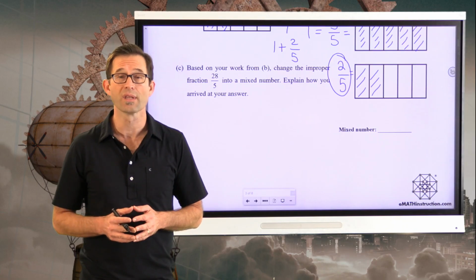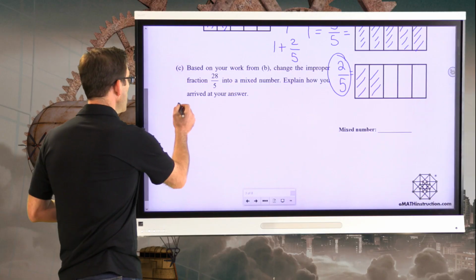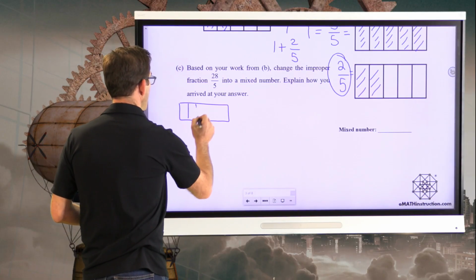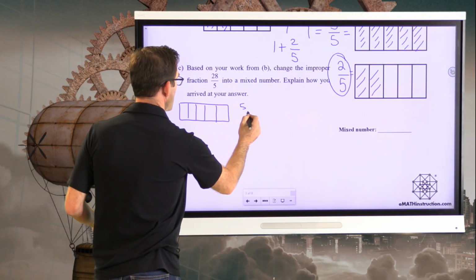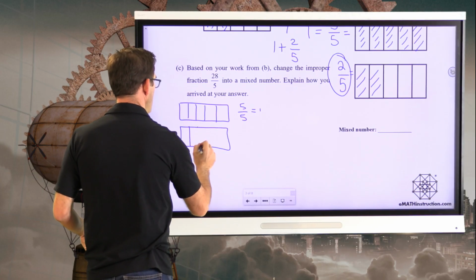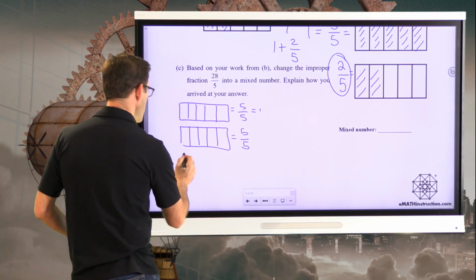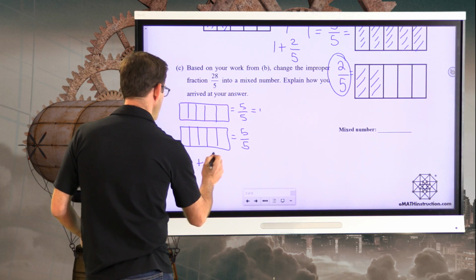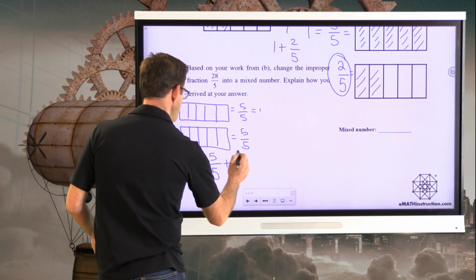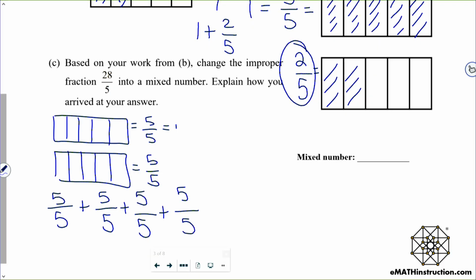Now, it's really important to understand that every 5/5 that we have is a whole unit. So literally, I could have something like this, 5/5, that's equal to 1. Another 5/5, that's equal to 1. So I'd have 5/5 plus another 5/5, that would be 10/5. Plus another 5/5, that would be 15, plus another 5, that would be 20/5, plus another 5, that would be 25/5, and then I'd have 3/5 left.